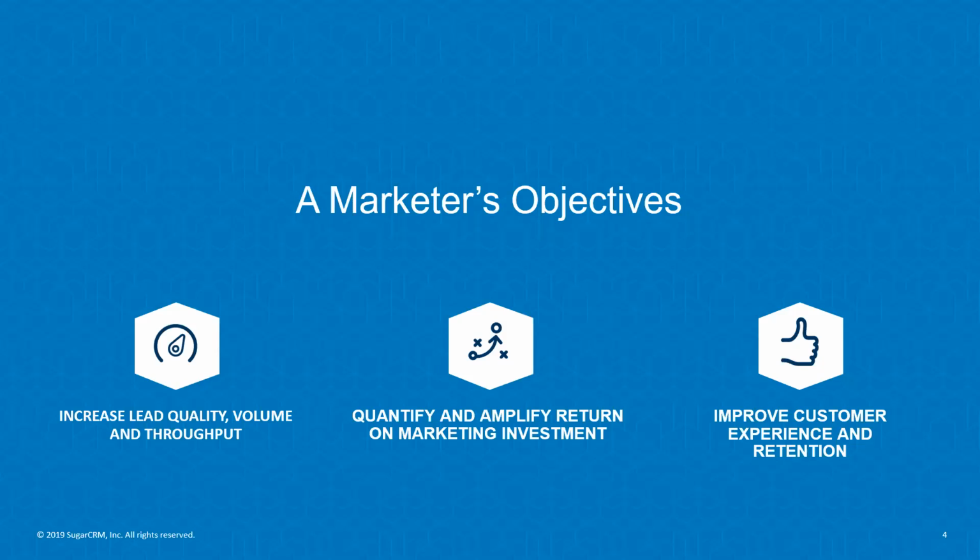So I think the best place to start when talking about marketing automation and what Sugar Market focuses on is really to key into what a marketer's objectives are. We break it down into three main categories. The first is increasing lead quality and volume. The second is quantifying the return on marketing investment. And the third is improving customer experience and retention.